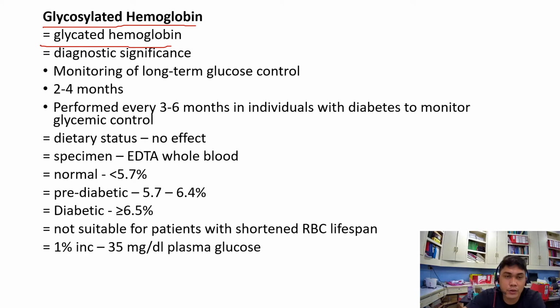So what is the diagnostic significance of glycosylated hemoglobin? You can use this one for monitoring of long-term glucose control. It reflects the glucose concentration for the past 2 to 4 months. Because the average RBC lifespan is 120 days or 4 months, di ba? And your RBC contains hemoglobin with an attached glucose molecule. Okay, irreversibly attached glucose molecule.